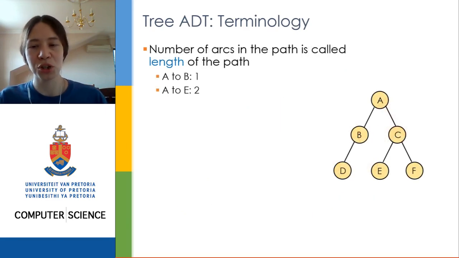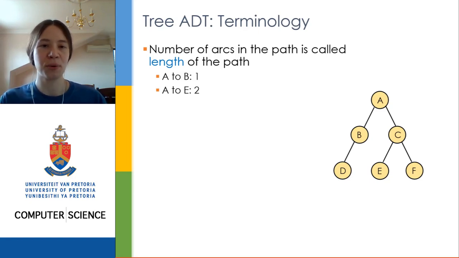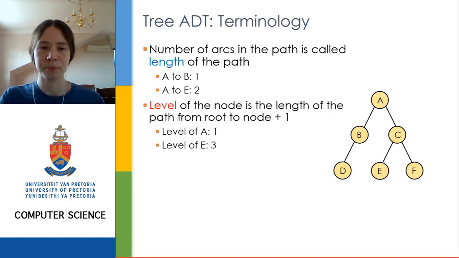Some more terminology, just because we are starting out and it's important to get this straight. If we speak of the length of a path, we basically refer to the number of arcs taken from node A to node Z. So in this example, the length of the path from A to B is just 1 because only one arc is taken. The path from A to E, on the other hand, is 2 because you have to make 2 hops. You have to follow 2 arcs to get from A to E.